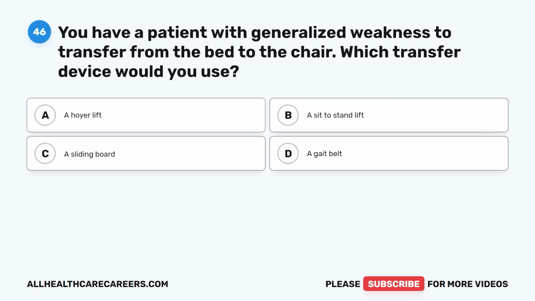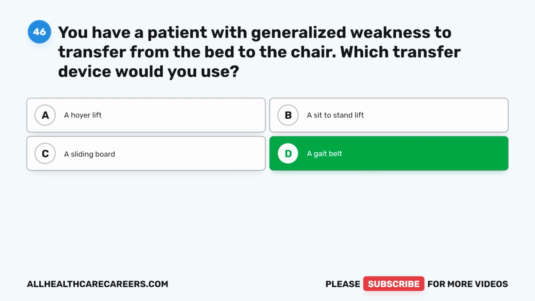Question 46. You have a patient with generalized weakness to transfer from the bed to the chair. Which transfer device would you use? A. A Hoyer lift. B. A sit-to-stand lift. C. A sliding board. D. A gait belt. The correct answer is D.